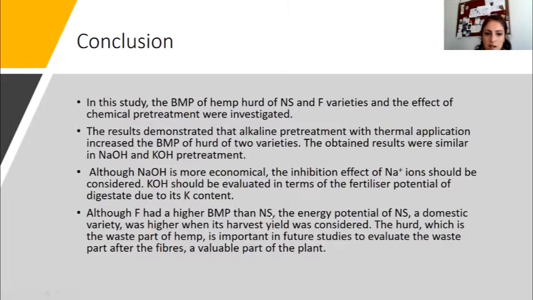Overall, Futura had a higher BMP than Narlisarai. The energy potential of Narlisarai, a domestic variety, was higher when its harvested yield was considered. The hurd, which is the waste part of hemp, is important in future studies to evaluate the waste part of the diverse and valuable part of the plant.